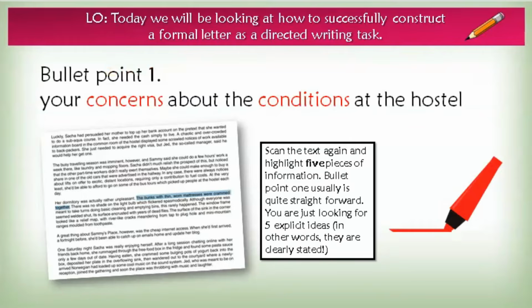Now, I have looked at the writer's effect for this particular paper. So I'm sure if you've looked at that video, you should be aware of Mrs. Wilkie's concerns and conditions about the hostel. They're pretty grim, pretty putrid. I wouldn't want to stay there. And of course, bullet point 1 is usually quite straightforward. It's just asking you to find 5 relevant ideas, 5 explicit ideas. And of course, then you have to reword and develop appropriately.